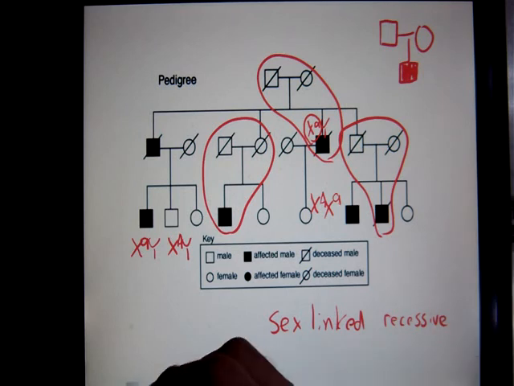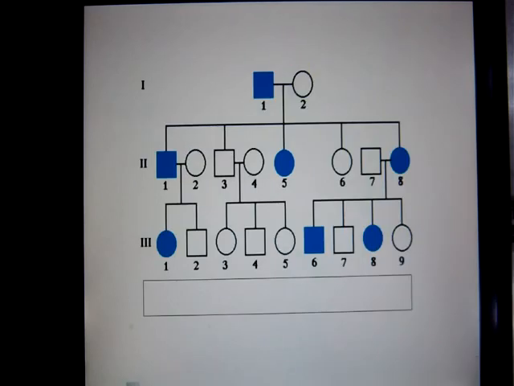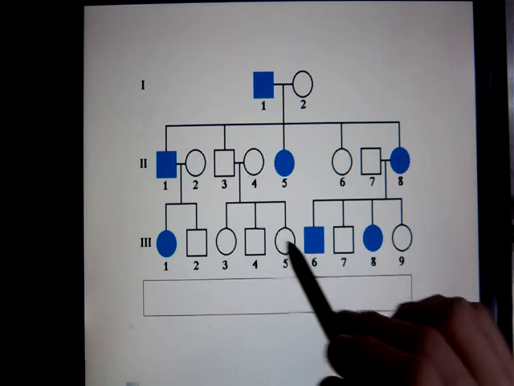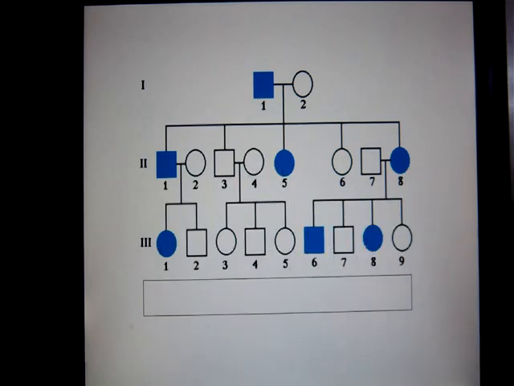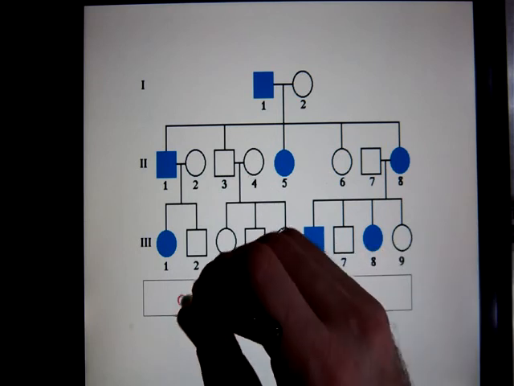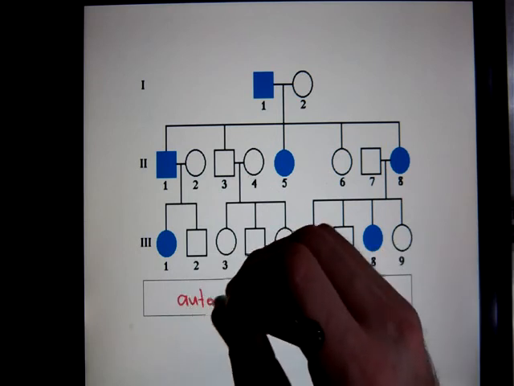Now let's take a look at another pedigree. So let's first of all figure out if it's sex-linked or autosomal. Count the number of males with the disease and the number of females. We've got 1, 2, 3 males, 1, 2, 3, 4 females. More girls than boys have it, so there's no way it's sex-linked. Remember, sex-linked diseases are always way more common in males. So if it's not sex-linked, we know it's autosomal.